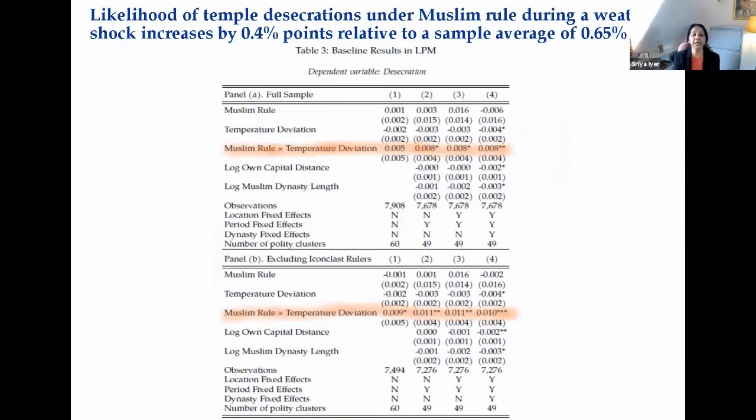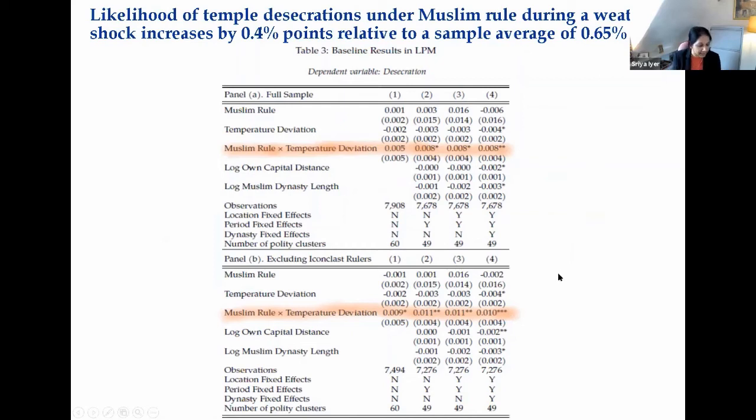Essentially, what they're showing is that the likelihood of temple desecrations under Muslim rule during a weather shock increases by 0.4 percentage points relative to a sample average of 0.65. One of the things we also wanted to do is to first exclude the iconoclastic rulers.